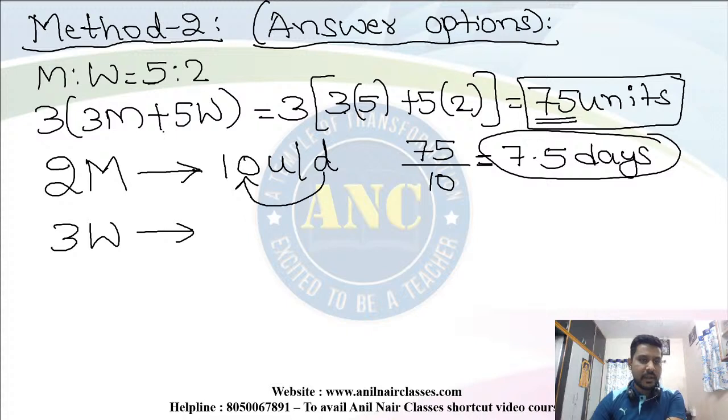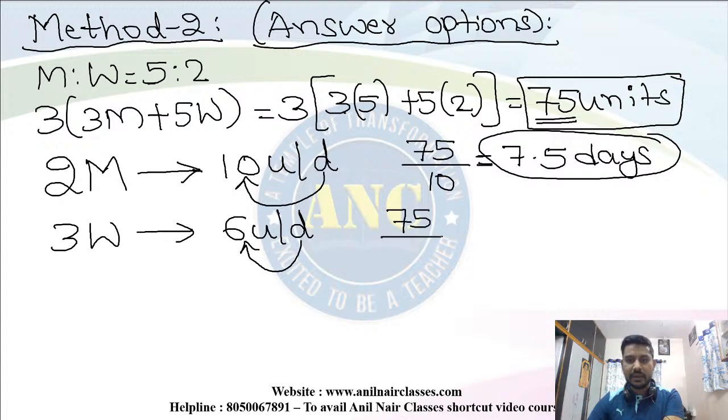Now, 3 women. 1 woman will distribute 2 chocolates in a day. 3 women will distribute 3 into 2, 6 chocolates in a day. In one day, it is 6. To distribute 75, it is 75 divided by 6. So, 75 is 3 into 25. This is 3 into 2. 3 cancels. 25 by 2 is 12.5.